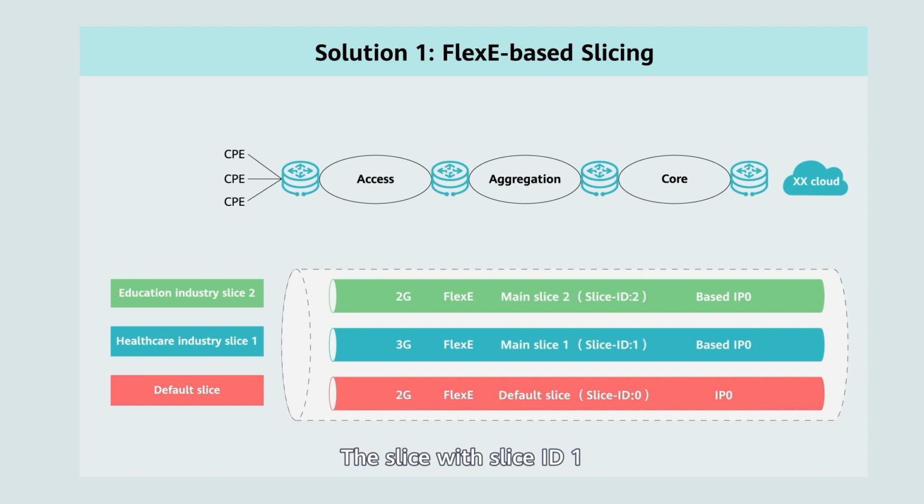The slice with Slice ID 1 and the bandwidth 3 gigabit per second is used as the healthcare industry slice to carry related services, and that with Slice ID 2 and the bandwidth 2 gigabit per second is used as the education slice to carry related services. In this way, services of different industries are isolated, and their bandwidth is strictly guaranteed.